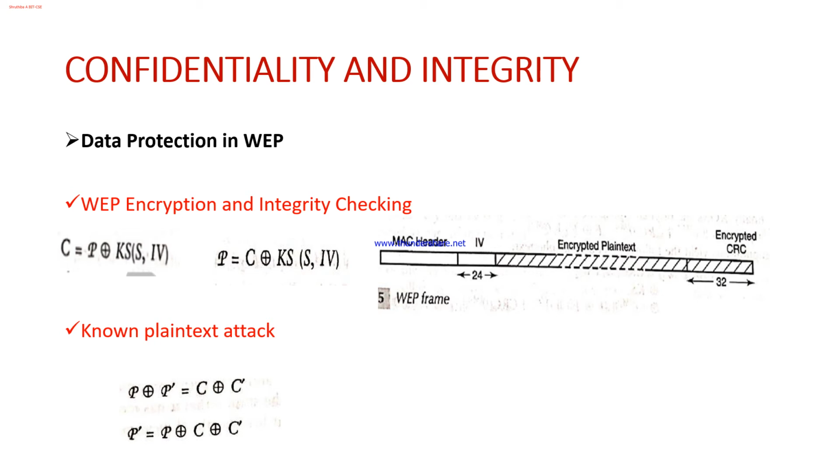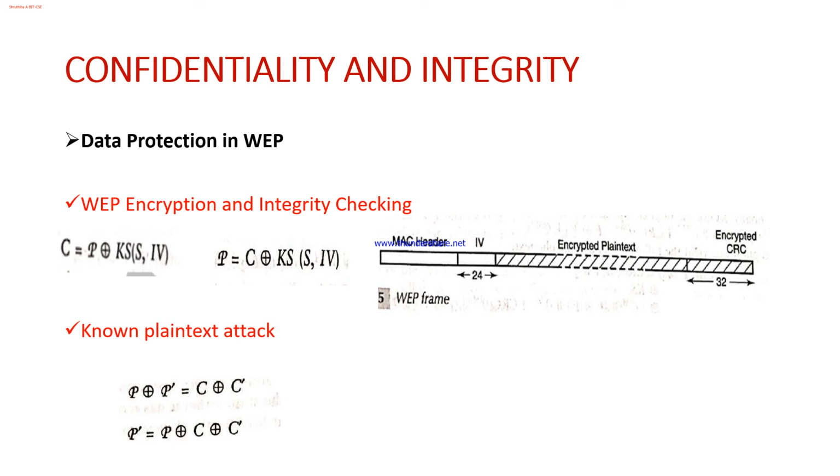I'll first make you understand how security is provided by WEP, and next I'll explain the two types of attacks here: the non-plain text attack, how it happens, and how message modification takes place. So basically we'll try to understand how WEP failed. As I specified, first I'll explain the WEP encryption and integrity checking, which we have already discussed.